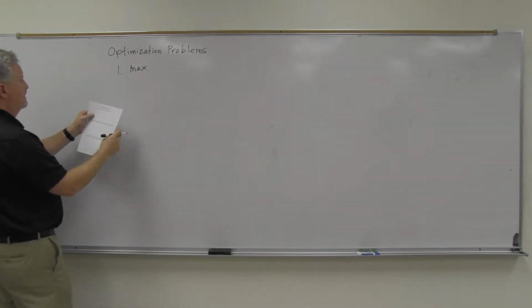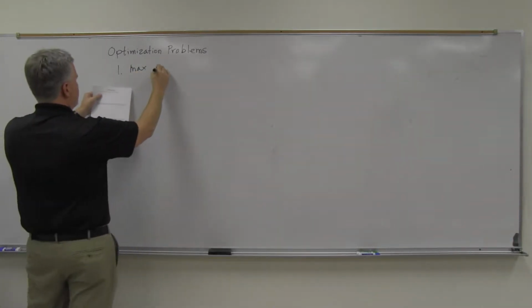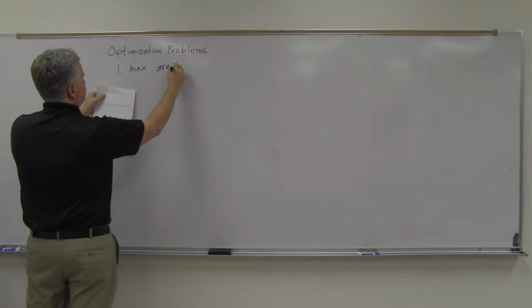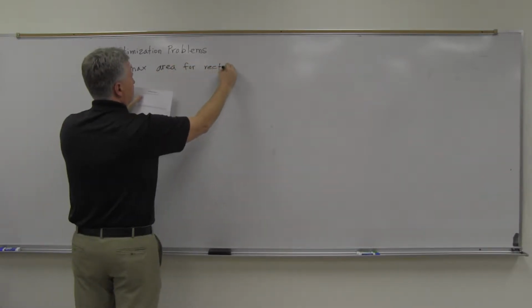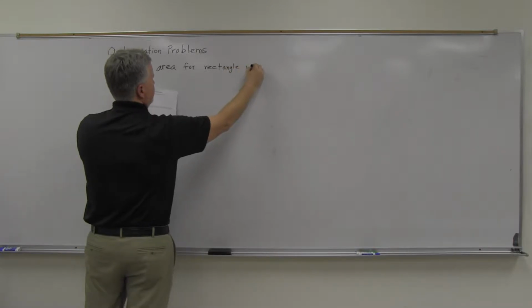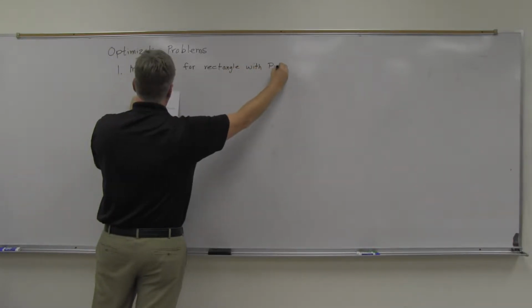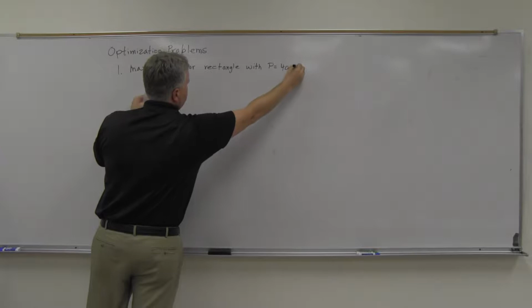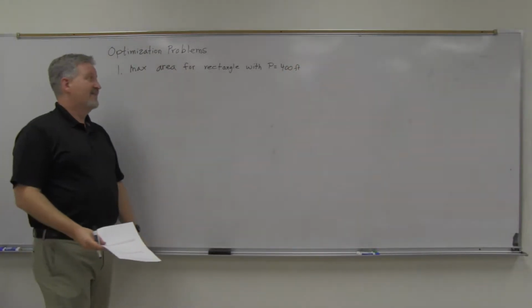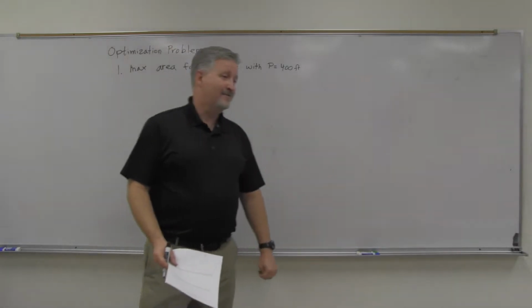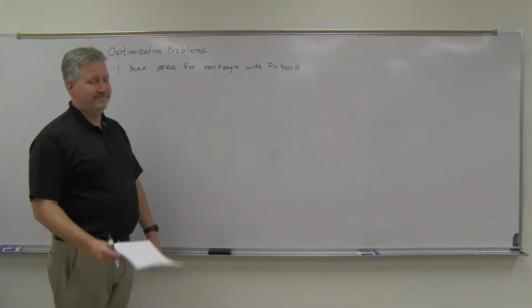All right, so number one, what is the maximum area? On the handout provided to you, it talks about the maximum area for a rectangle with perimeter P equals 400 feet. I want to maximize the area that I can generate with a rectangle of perimeter 400 feet. Okay.